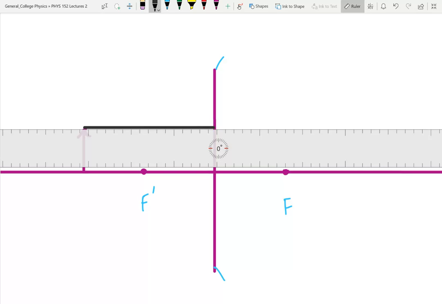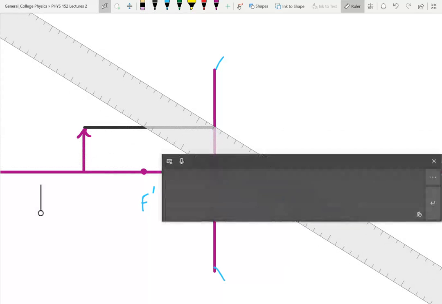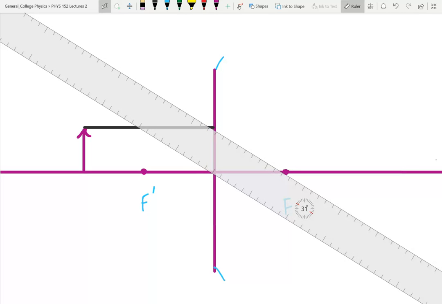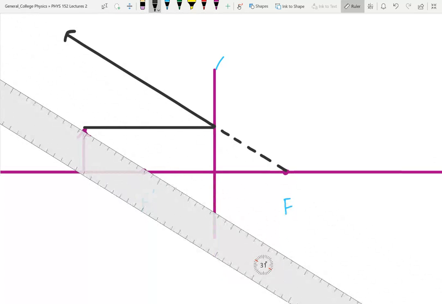The parallel ray is going to reflect back as if it came from the focal point on the other side. So it's going to reflect back as if it came from there. So it goes like that. And once again, diverging always makes virtual, so I'm going to extrapolate right now. There's my extrapolation. So there's my parallel ray.